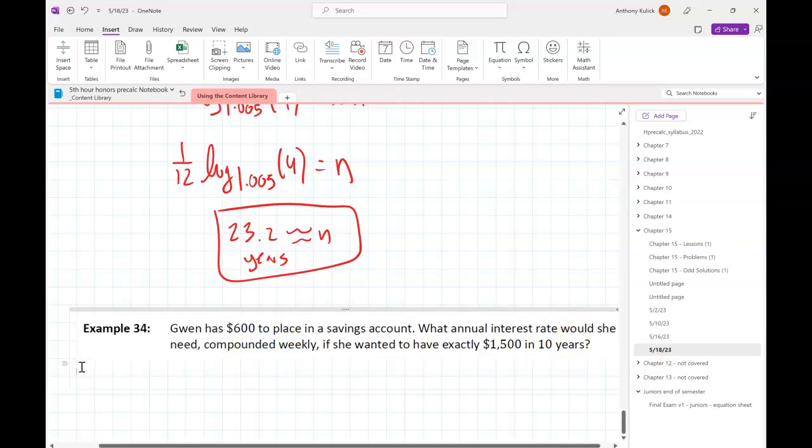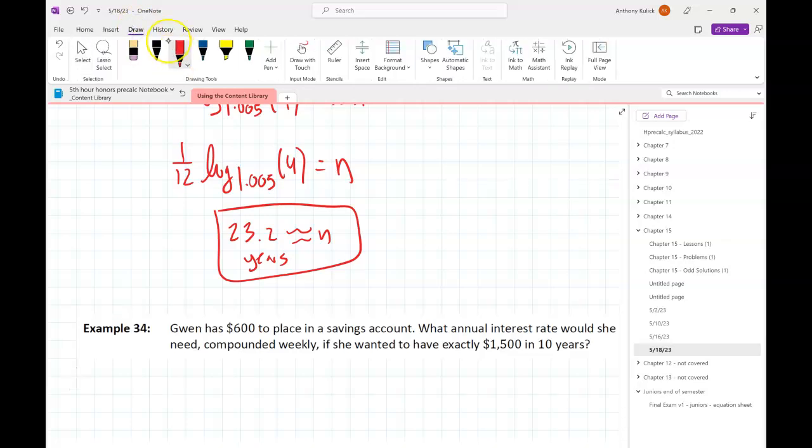Gwen has $600 to place in a savings account. What interest rate would she need, compounded weekly, if she wanted to have exactly $1,500 in 10 years? What are we asking for this time? R. Okay, so FV is 1,500. PV is 600, R is my variable. K is 52. And N is 10.